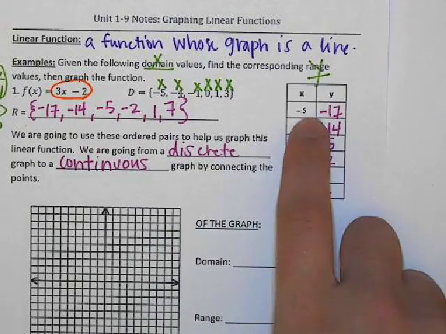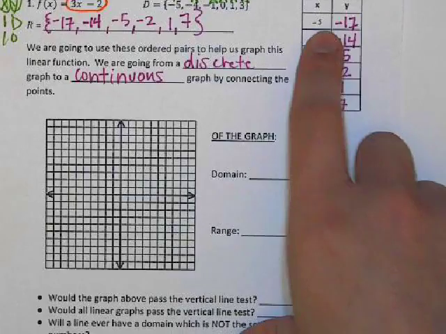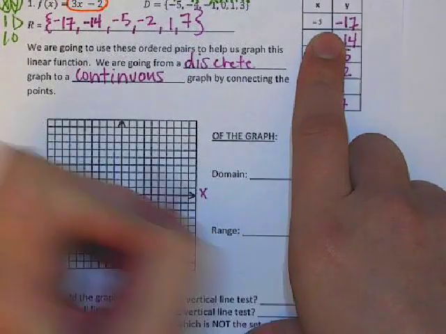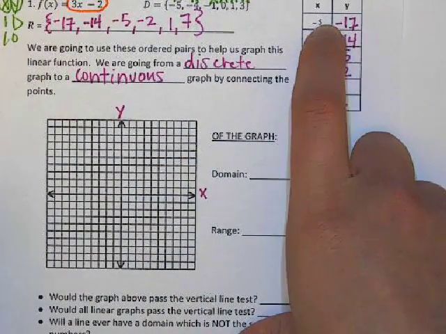Okay, so let's plot these points, all right? All right, here we go. So I'm going to start with negative 5, negative 17. So here's my graph. First, we're going to label our x and our y.